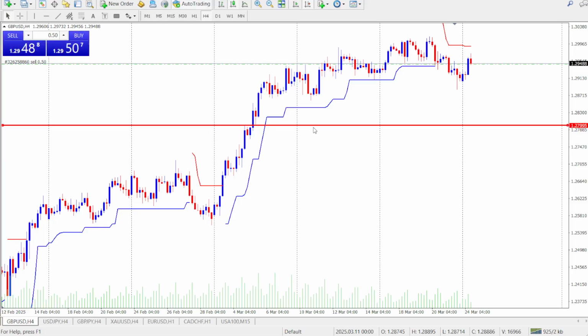However, please note that there is no indicator that guarantees profit. There is no indicator that is 100% accurate. So always pay attention to your price action analysis, pay attention to market structure, and combine this indicator with other indicators for better trades. Do not rely on one indicator alone.